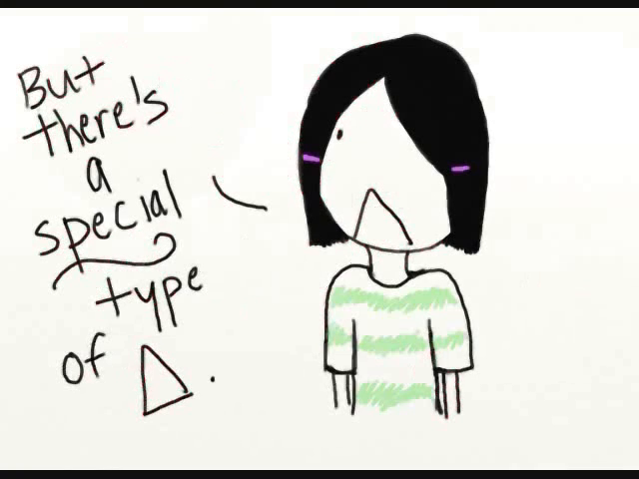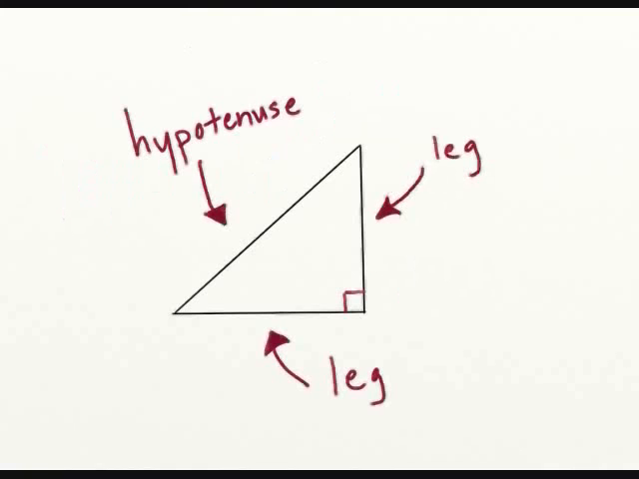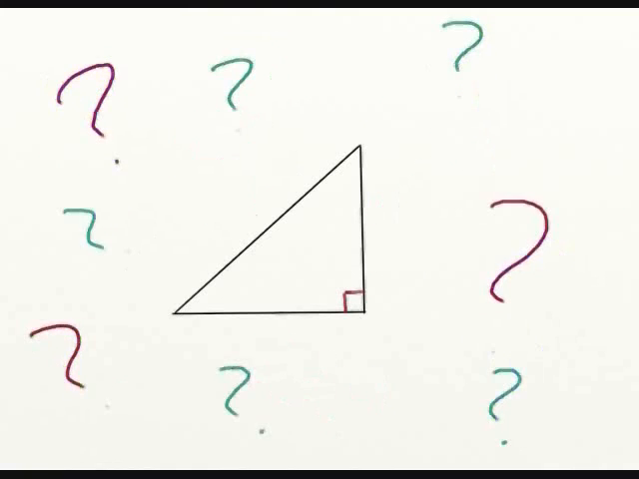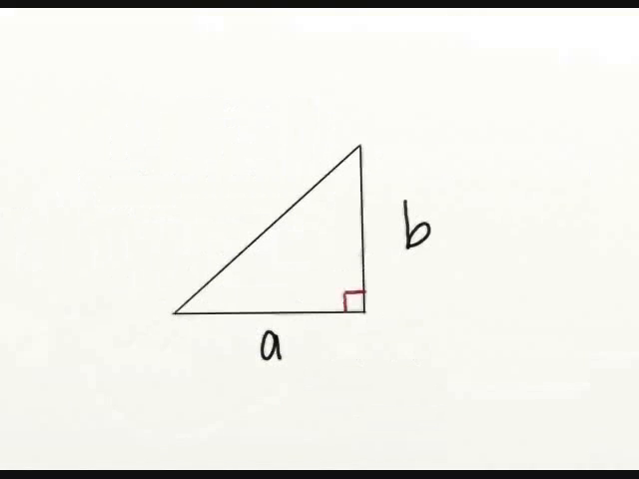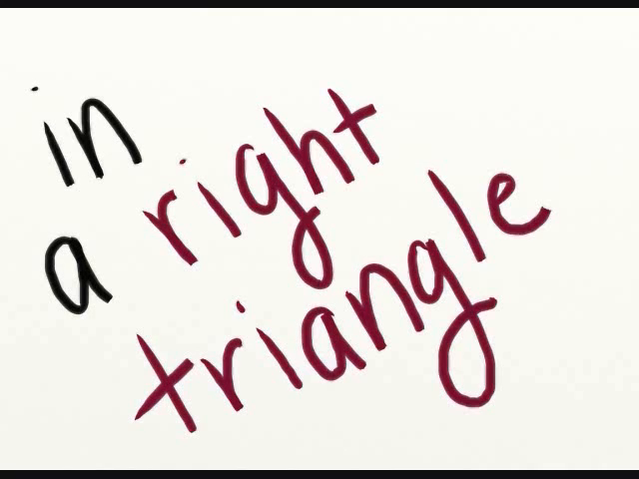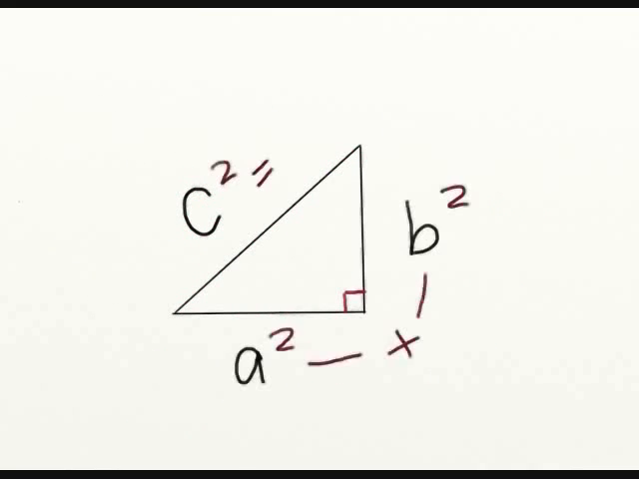But there's a special type of triangle, right triangle. They have one 90-degree angle. The short sides are called legs, and the long side is called the hypotenuse. So why does this matter? It's due to something called the Pythagorean Theorem. Let's call the legs A and B, and refer to the hypotenuse as C. The Pythagorean Theorem states that in a right triangle, the square of the hypotenuse is equal to the sum of the squares of the legs.